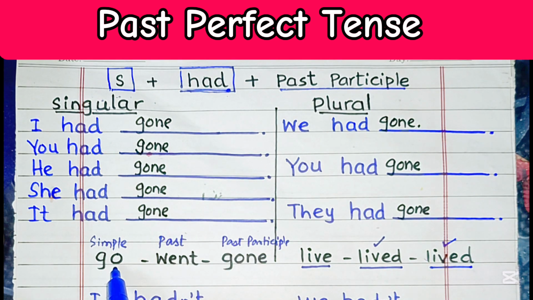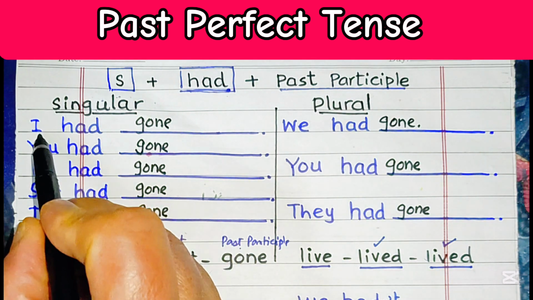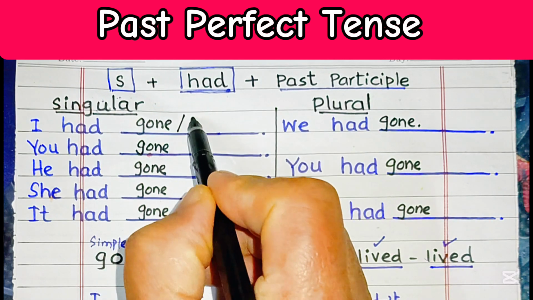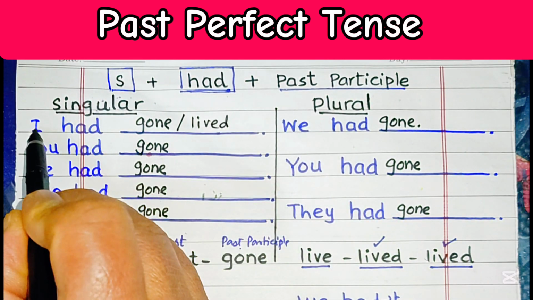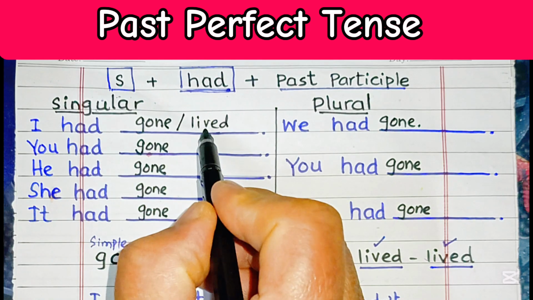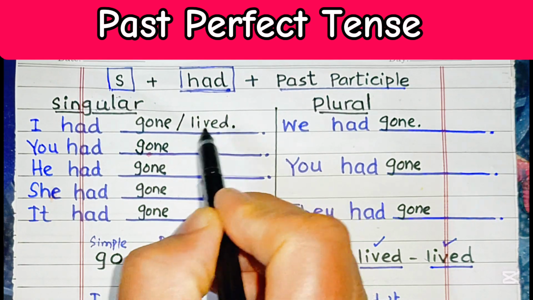Whereas with irregular verbs, all the forms, whether simple, past or past participle, don't look the same. They are different from one another. If we take the verb live, we can write it like this: I had lived. Subject followed by had followed by the past participle form lived.